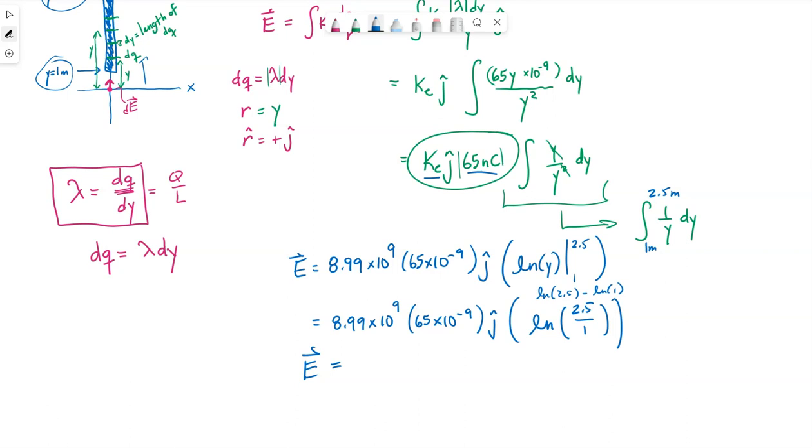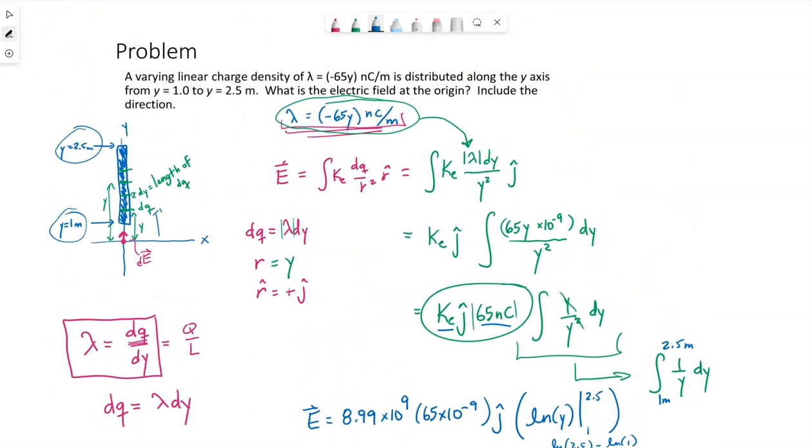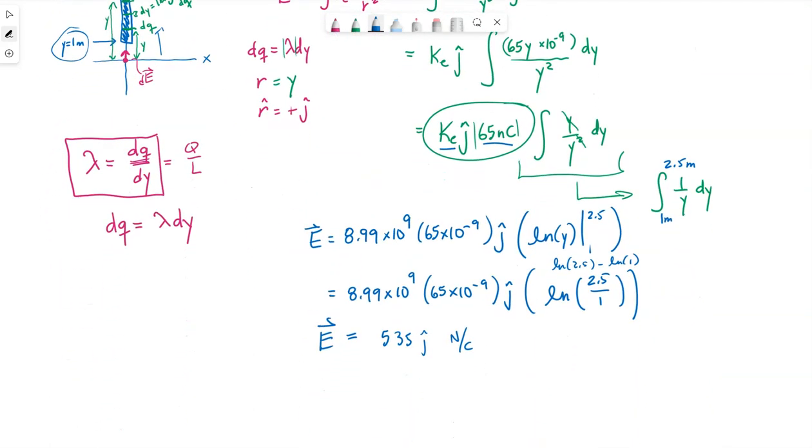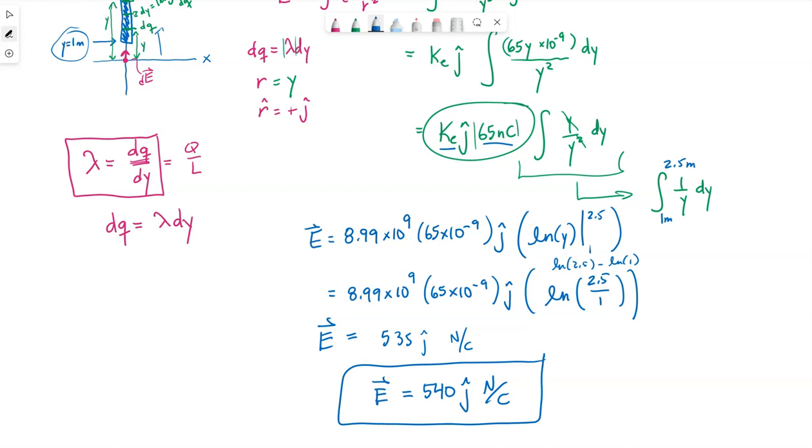So plugging these numbers in, I'm getting 535 j hat newtons per coulomb. We have, sorry, let me scroll up, 2 sig figs. So to round to 2 sig figs would be 540 newtons per coulomb j hat.